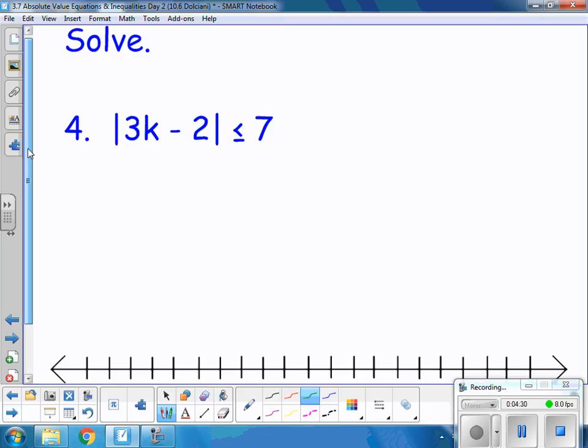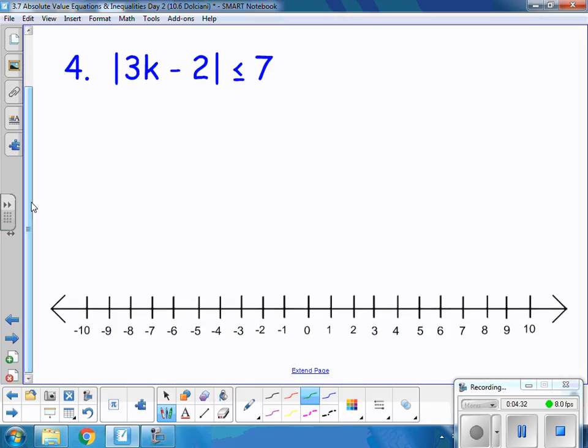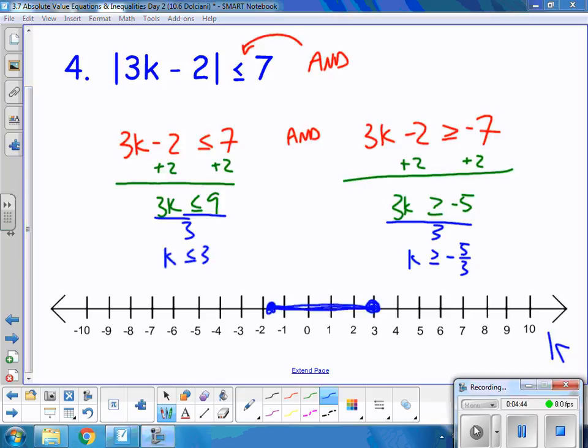Let's try this one. The absolute value of 3k minus 2 is less than, oh yeah, 7. Press pause. You try it. Good luck. Be brave. All right. How'd you do? I'm feeling pretty good about what you did. Hope you do too.